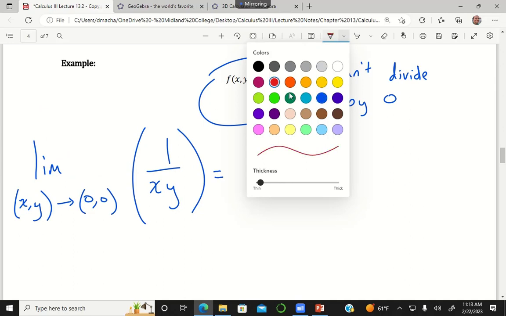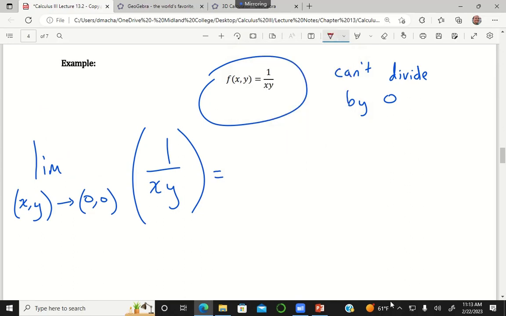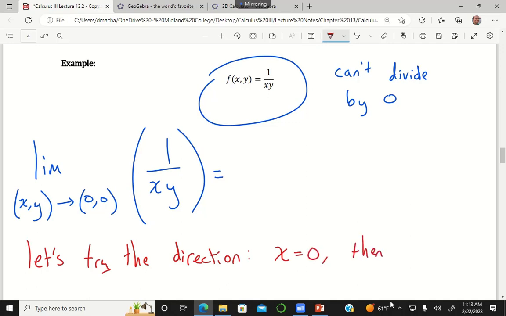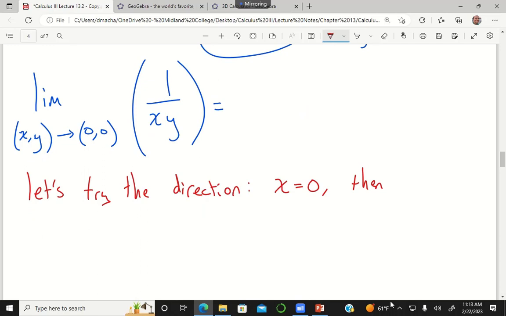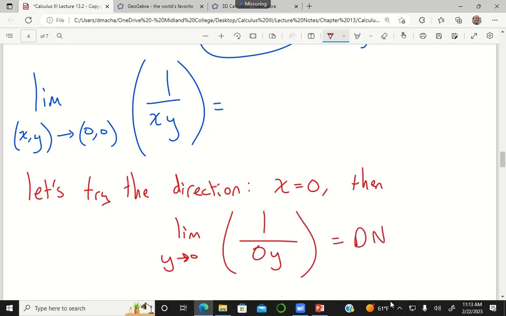So what I mean by this is, what if I said, let's try the direction or the path where I have x is equal to 0, then I would have 1 over 0 times y, and then I could think about the limit just as y approaches 0. Of course, that does not exist, because I can't divide by 0.